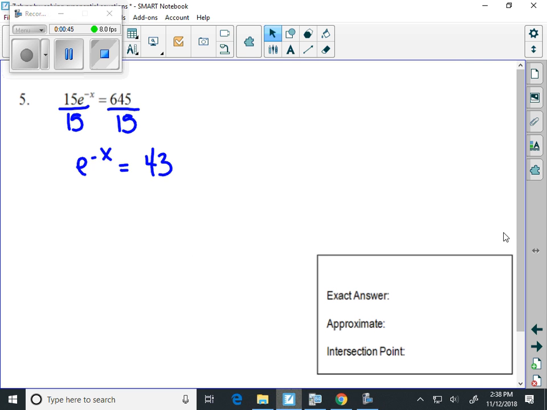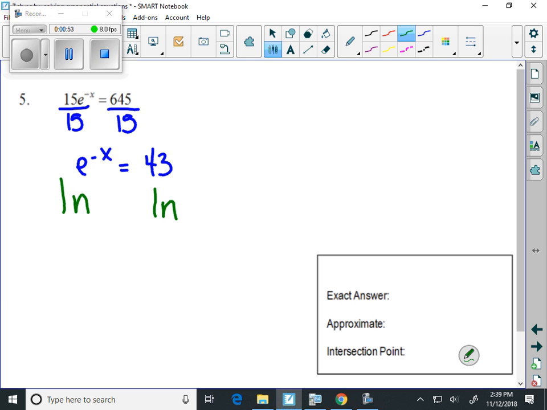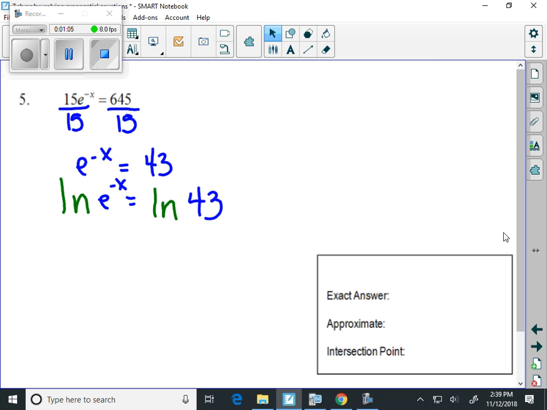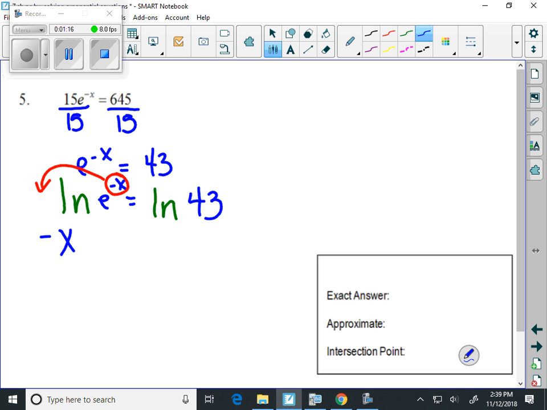And now that we've got it in this format, what we can do is put in a natural log. And one of the reasons that we're using a natural log is because there's an e in this problem. So it's going to be the natural log of e to the negative x equals the natural log of 43. And consistent with our other problems on our practice here, we've had to use our power property to bring that x out front. In this case, it's going to be negative x natural log of e equals natural log of 43.